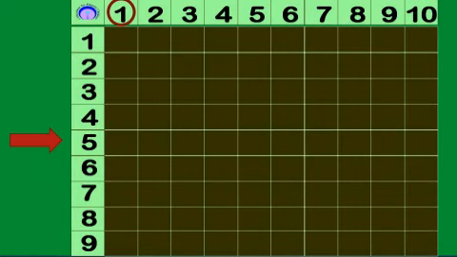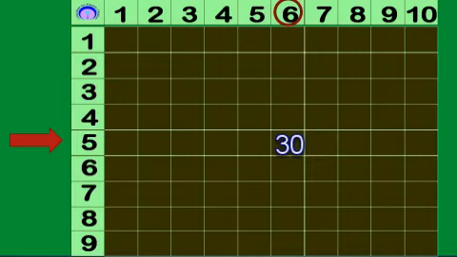5 times 1 is equal to 5. 5 times 2 is equal to 10. 5 times 3 is equal to 15. 5 times 4 is equal to 20. 5 times 5 is equal to 25. 5 times 6 is blank.